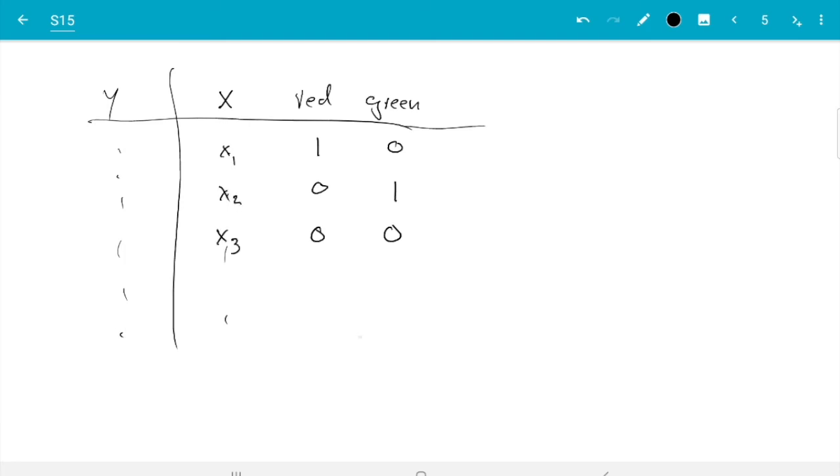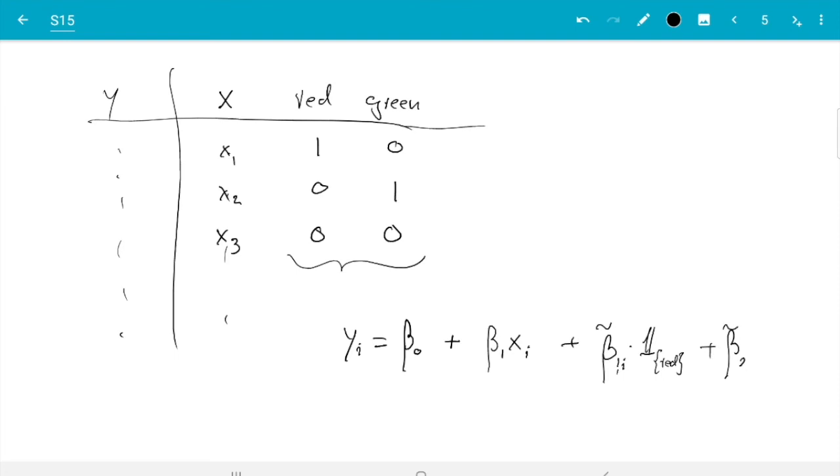Then if we think, what does this do? So we have y_i as beta 0 plus beta 1 x_i. And then we have the terms which come from this. Namely, we have beta tilde 1i again times, I write an indicator function here, I just write 1 red to say a 1 if it's red, and we have beta tilde 2i times the indicator function if the sample is in the green class, plus the error. So that was how far we got in the previous section.